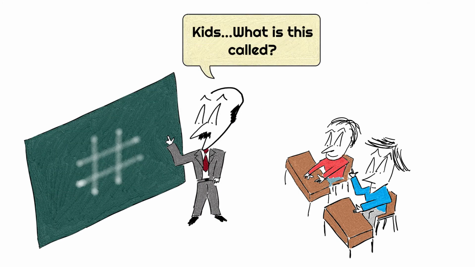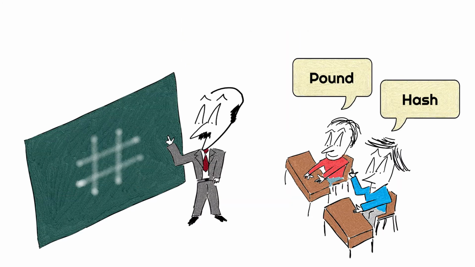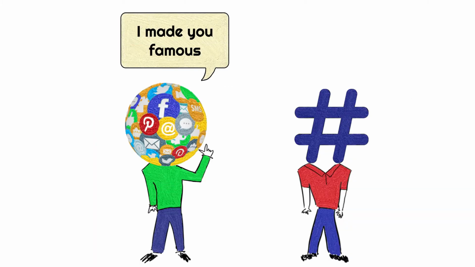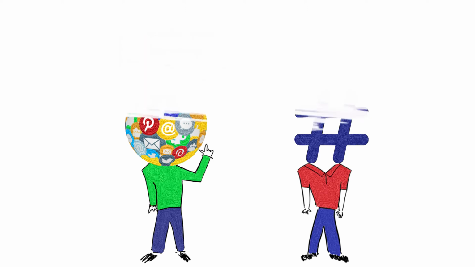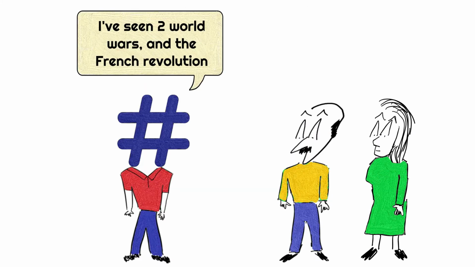Right, so before the internet became a thing, what we called this hashtag sign depended on where we came from. Americans called it the pound sign, whereas in the UK they called it a hash. Sounds familiar? So it wasn't called a hashtag until it became popular on social media. You'll be surprised at how long this thing has been around and no one really cared about it.